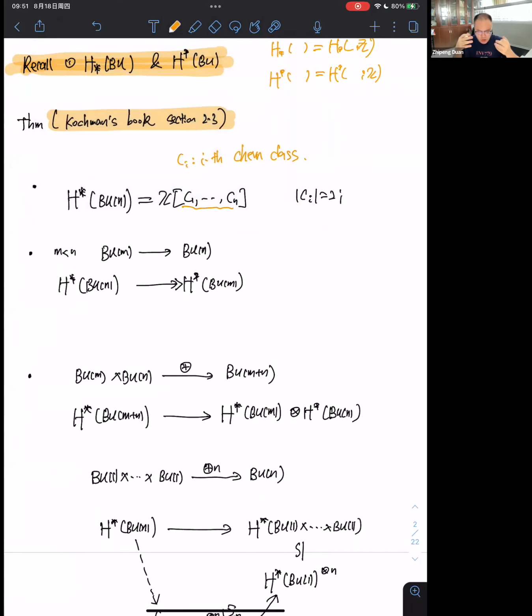About naturality: if there are two natural numbers m less than n, we have a natural map from the classifying space BU(m) to the classifying space BU(n). On the co-homology level, if we apply the co-homology functor, there is a map from the co-homology of BU(n) to the co-homology of BU(m). It turns out this map is surjective. Moreover, it maps the generator Ci on the left-hand side to the generator Ci on the right-hand side if i is less than or equal to m. Otherwise, if i is greater than m, then Ci is mapped to 0.